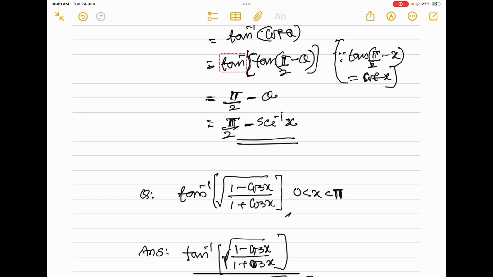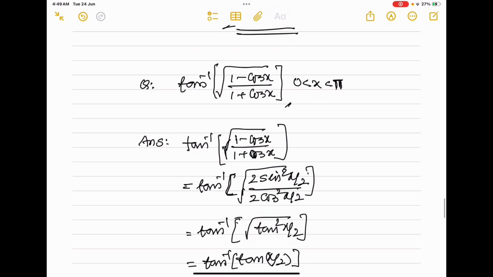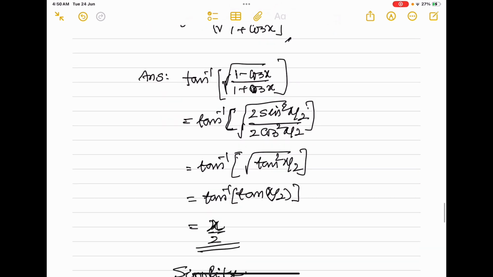Simplify tan inverse of root of 1 minus cos x by 1 plus cos x. You know one result: 1 minus cos x equals 2 sin square x by 2. So tan inverse of root of 2 sin square x by 2 by 2 cos square x by 2. That's equal to tan inverse of root of, the 2 cuts, then sin square x by 2 by cos square x by 2, which equals tan square x by 2. So tan inverse tan x by 2 is equal to x by 2.